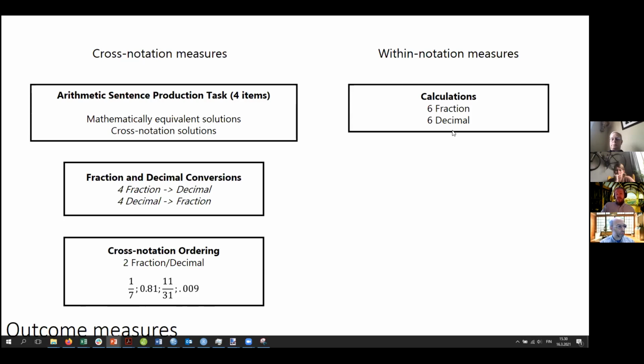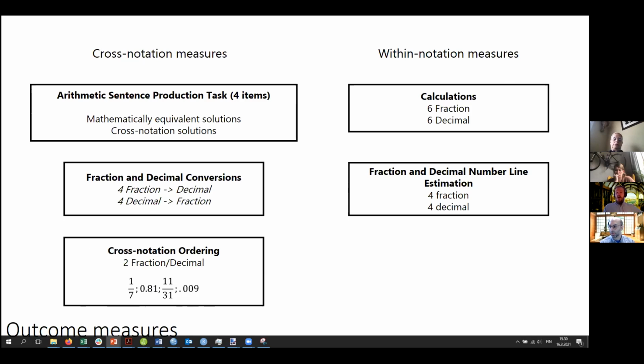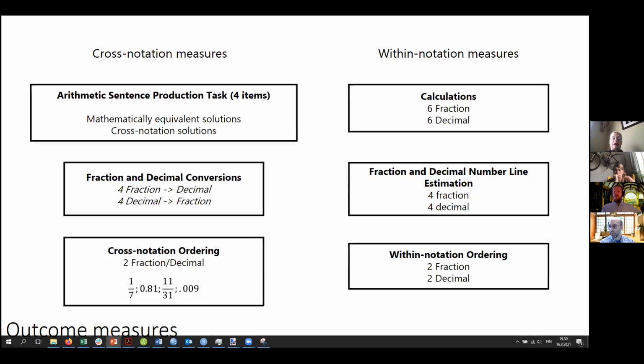The within notation measures, they just had simple one-step calculations, so 1/2 plus 1/4, and there were 6 that involved fractions and 6 that involved decimals. There were no cross-notation ones here. And then they had number line estimation. Again, these were within notation because it's number line estimation. So put a fraction on the number line where it's supposed to go. And then within notation ordering. So they had 4 fractions, put those in order, 4 decimals, put those in order.